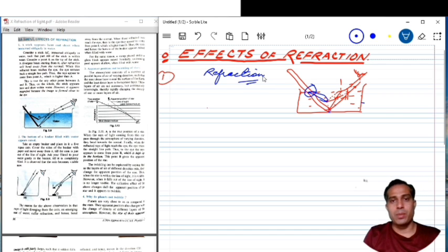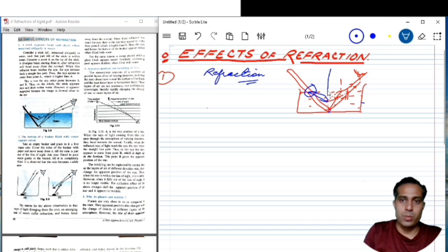So refraction, as we have discussed many times earlier also, is caused by the speed of light decreasing. In air the speed of light is more, and as it passes into water, the speed of light decreases. So that causes the bend in the upper surface.